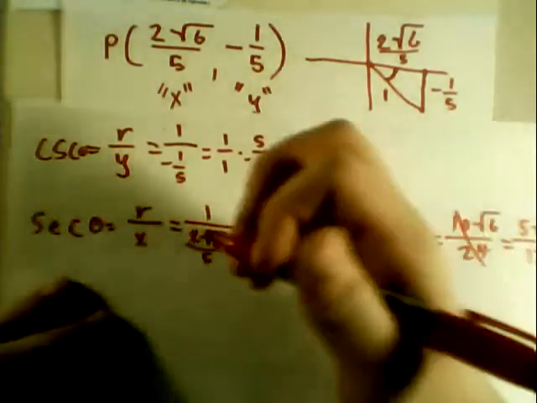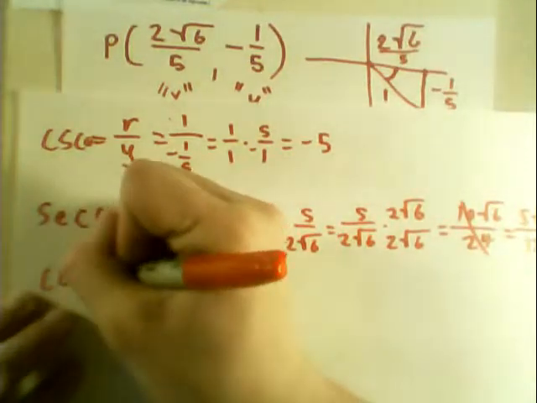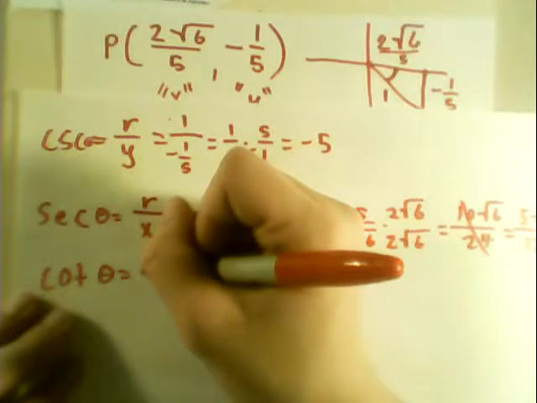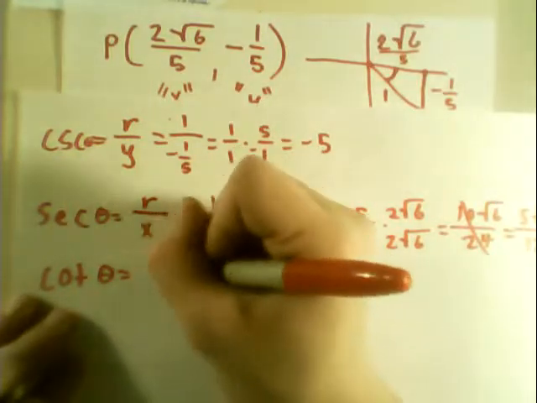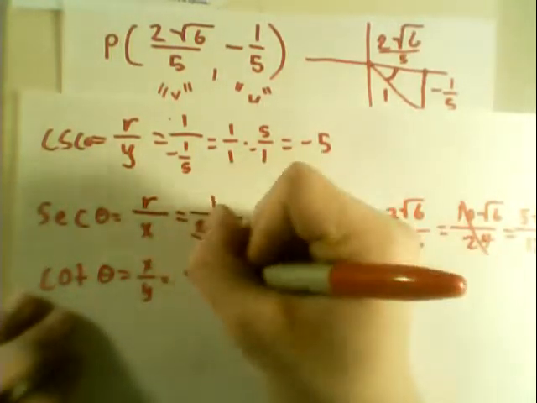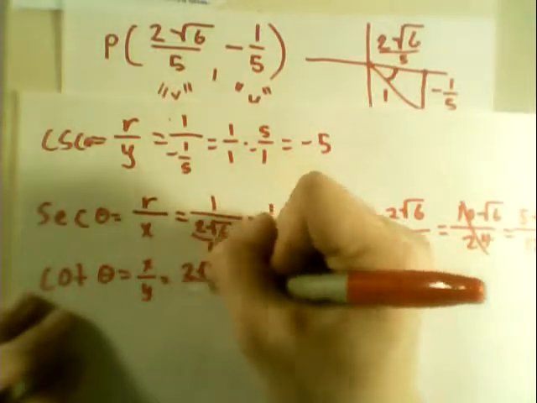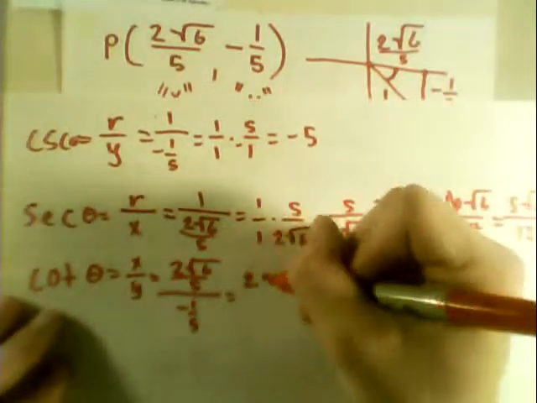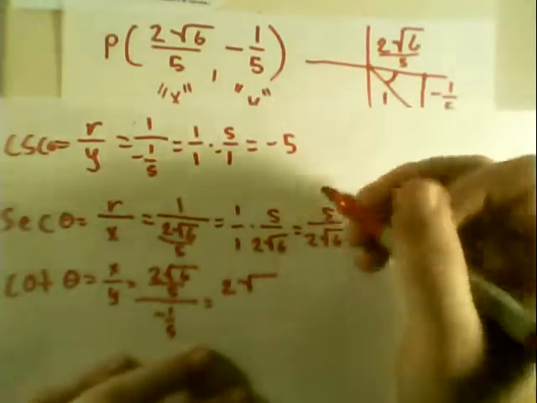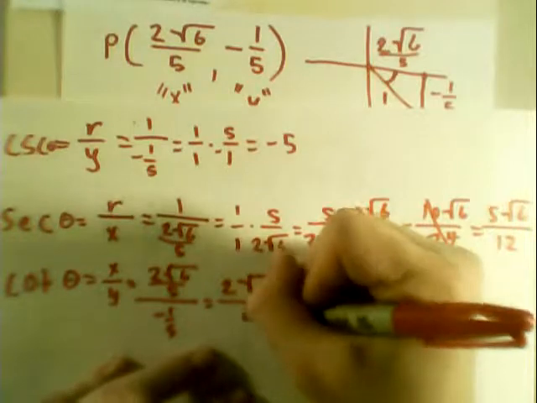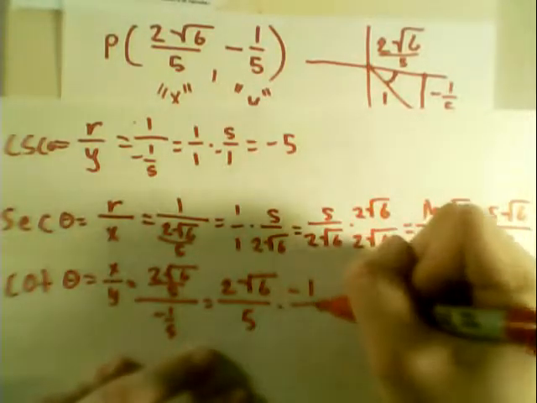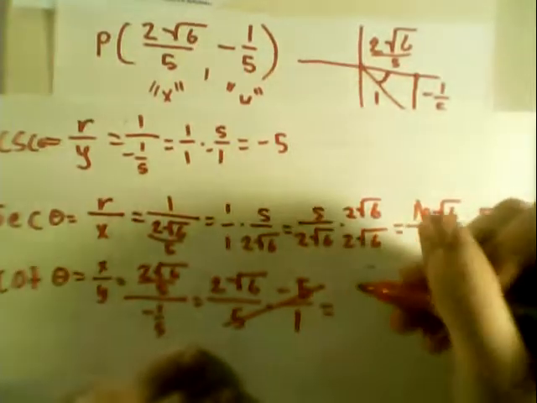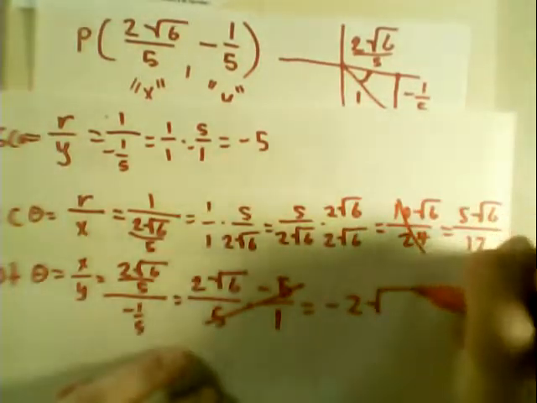Now let's do cotangent. You can simply just flip the answer you got for tangent, but I'm going to go ahead and do cotangent again. So cotangent is our x over our y, so 2 square root of 6 over 5 over negative 1/5. Cotangents are usually easier because you don't have to rationalize. So that's a 5 over 1. These are going to cancel. And we're going to be left with negative 2 square root 6.